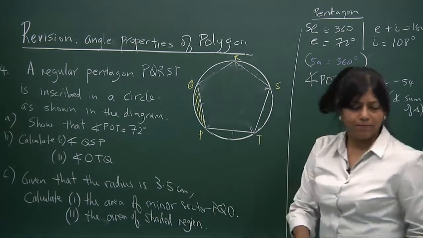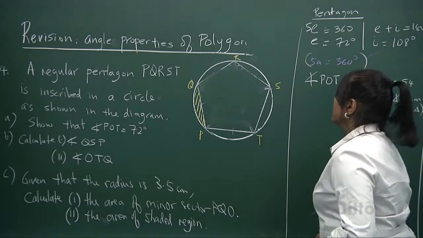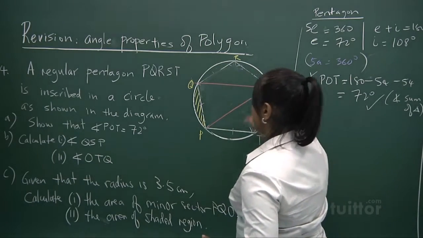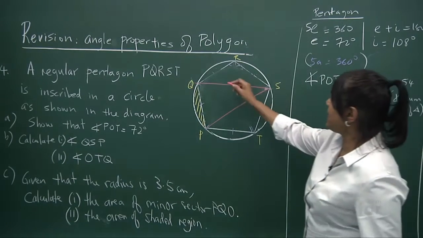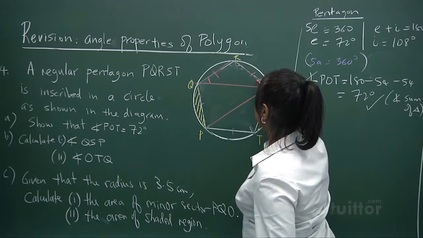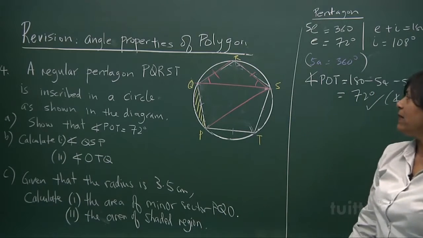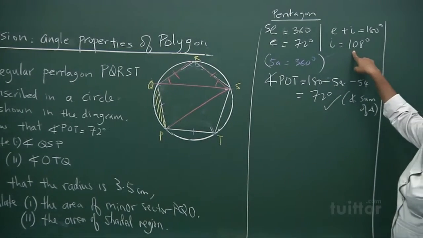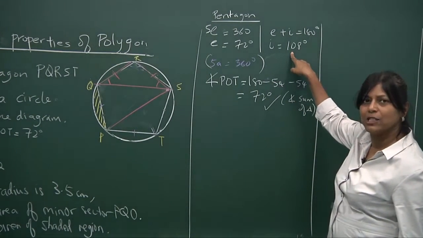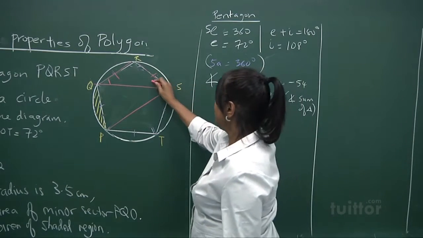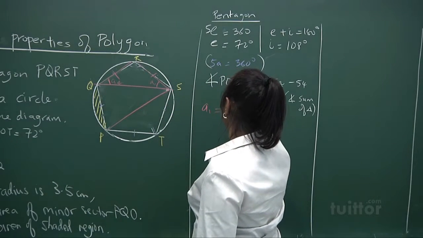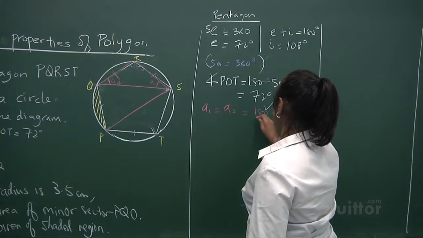Okay, QSP is going to be Q to S, QSP. Now this is an isosceles triangle, right? All this is equal. So what will this angle be? We have a five-sided figure, it's 108 degrees, so 180 minus 108 divided by 2. So this angle here, A1 equals A2, it's 180 minus 108 divided by 2.